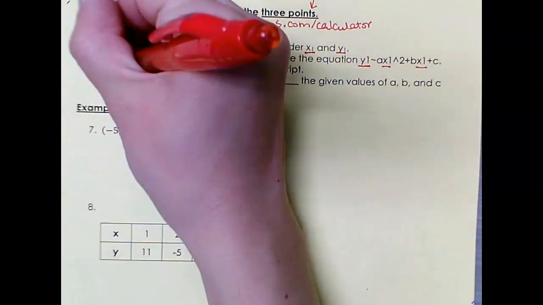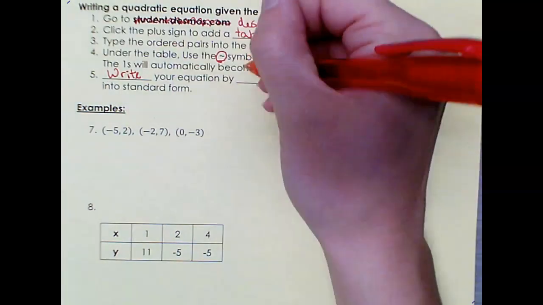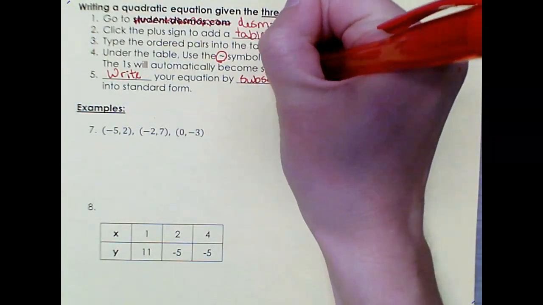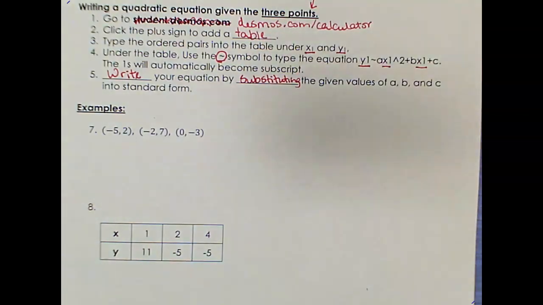And then finally, you'll write your equation by substituting the given values of a, b, and c from Desmos into standard form. So let's try this out.